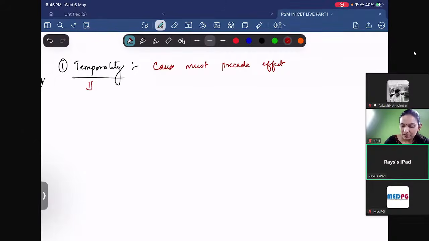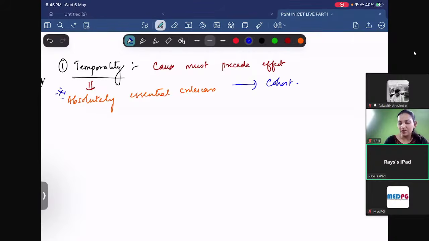And this is considered the absolutely essential criterion. So that is an MCQ point here. Which one of the following is an absolutely essential criterion among Hill's criteria of causality? The answer is temporality. And which study gives you temporality? Of the major studies, only the cohort study gives you temporality. Only in cohort studies can you tell that this particular exposure came before the outcome, because we are starting with exposure and outcome and then following them up. So cohort studies give you temporality. Okay, that's the first one.